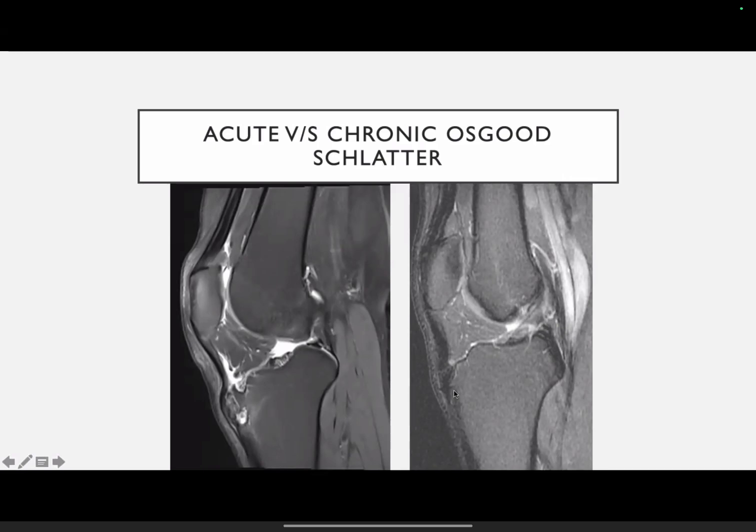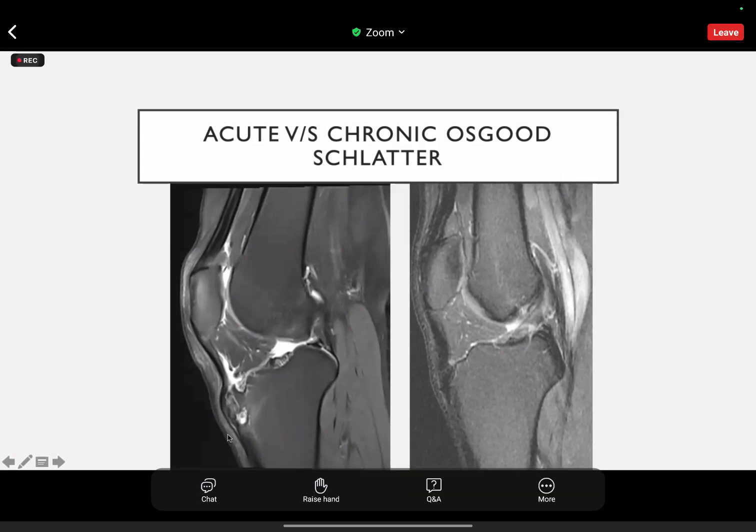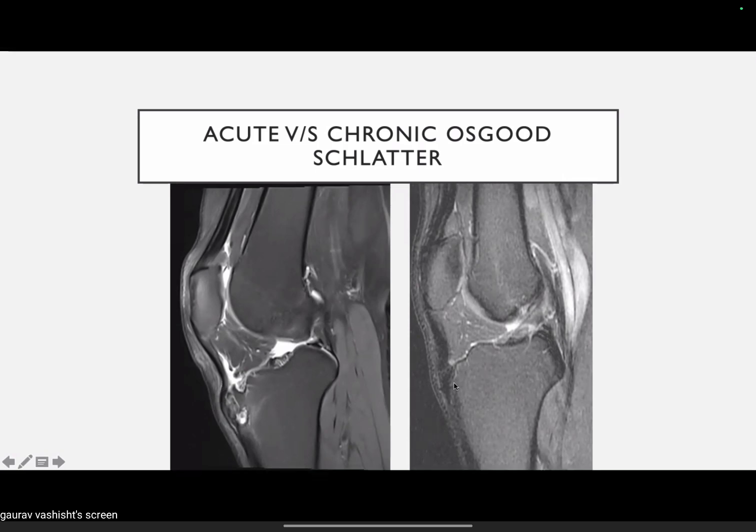So these are the cases where we can say this is acute or chronic. We see the bone marrow edema pattern, and the patient is quite symptomatic here, as we also see soft tissue edema in the subcutaneous soft tissues, while in the chronic case, there is no subcutaneous edema and no marrow edema. So this is a case of acute Osgood-Schlatter disease, acute on chronic I would say, and this is a case of chronic Osgood-Schlatter.